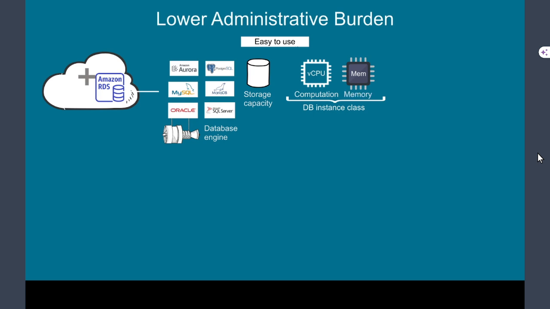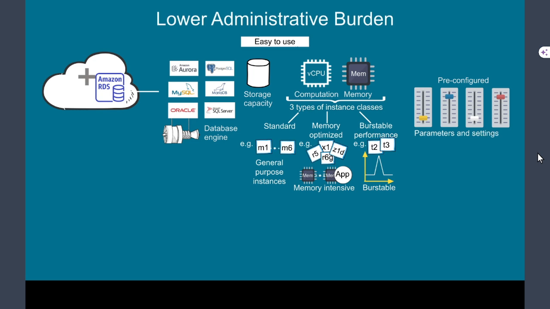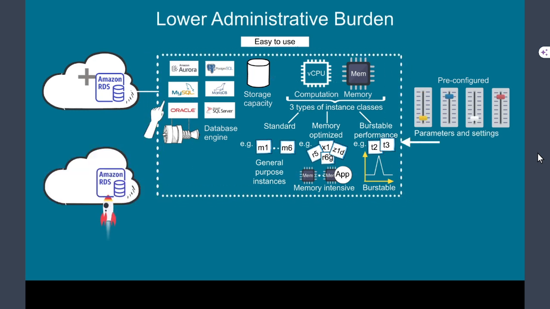Amazon RDS supports three types of DB instance classes. Standard, for general purpose instances. Memory optimized, for memory intensive applications. And burstable performance DB instance class for burstable instances, with the ability to burst to full CPU usage. Amazon RDS database instances are pre-configured with parameters and settings appropriate for the engine and class you have selected. You can launch a database instance and connect your application within minutes.